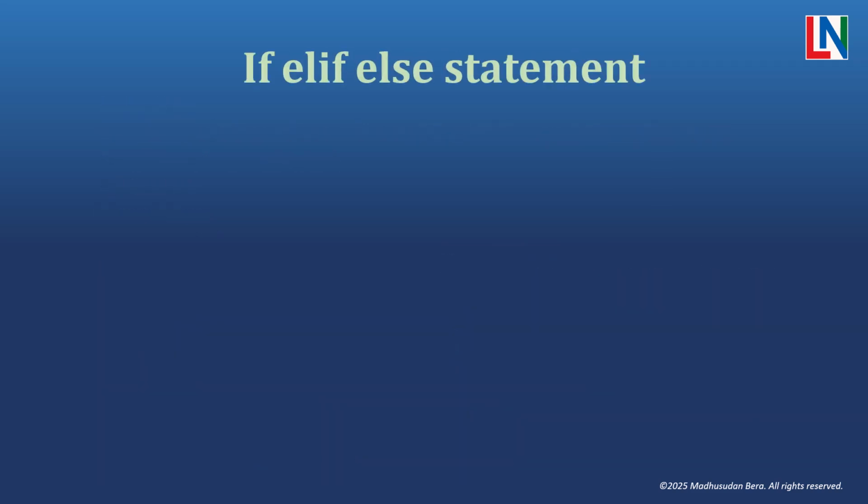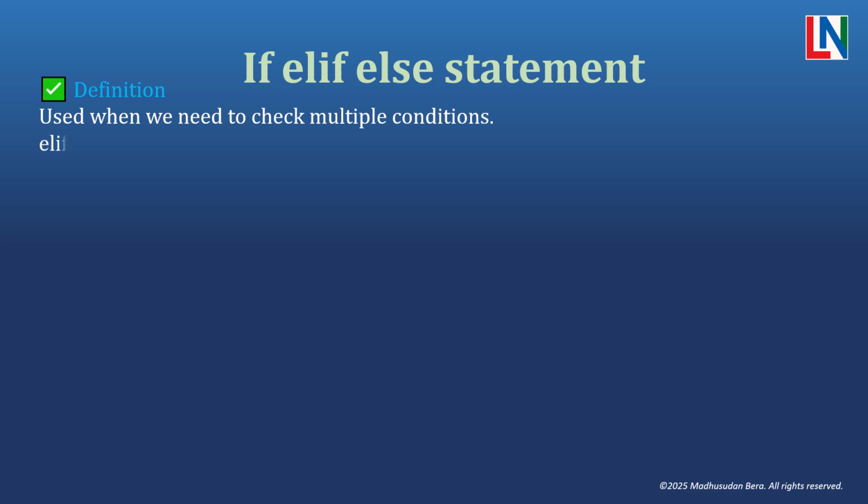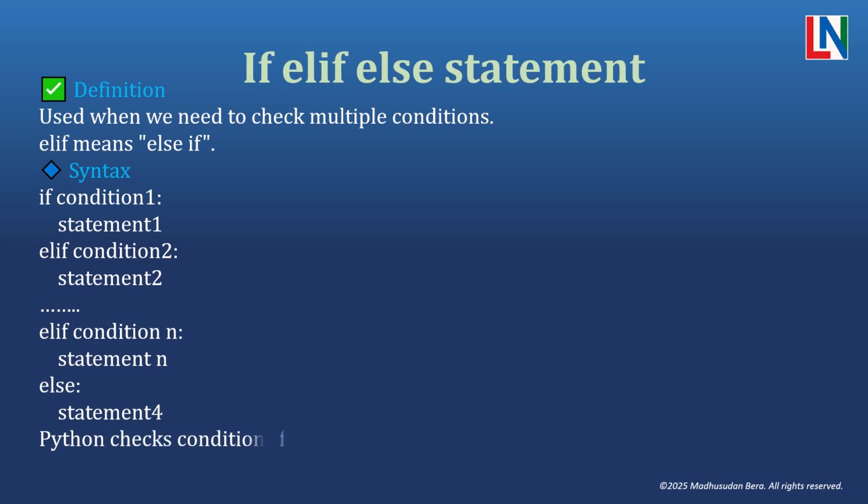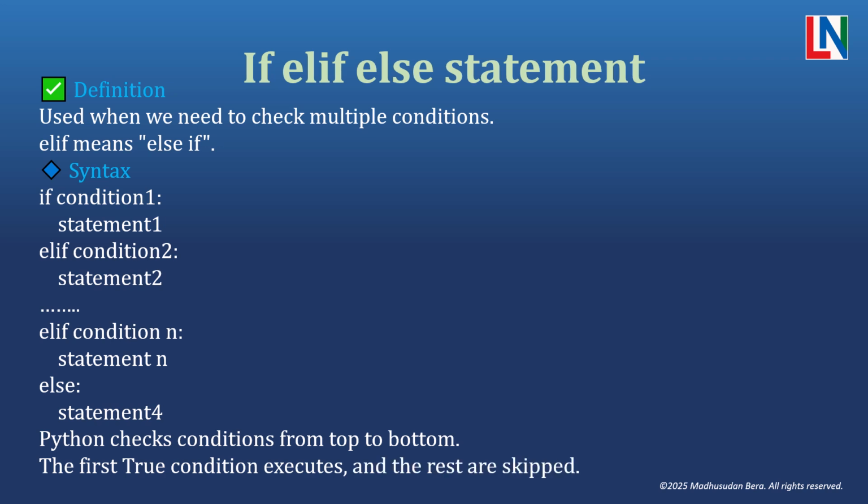If elif else statement. Definition: used when we need to check multiple conditions. Elif means else if. Syntax: if condition 1: statement 1, elif condition 2: statement 2, elif condition n: statement n, else: statement. Python checks conditions from top to bottom. The first true condition executes and the rest are skipped.